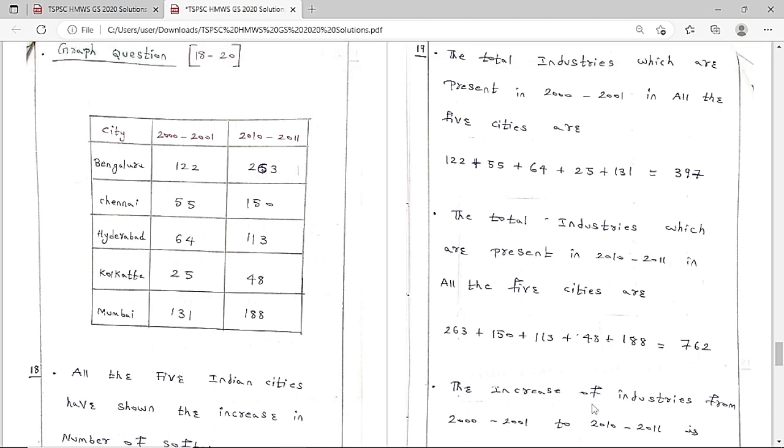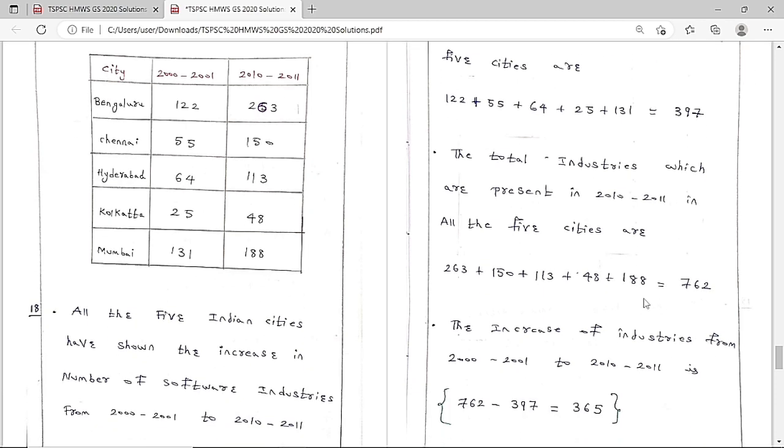263 plus 150 plus 113 plus 48 plus 188, then we are going to get 762. So in the year 2010 to 2011, the total number of software industries present in all the Indian cities is equal to 762.